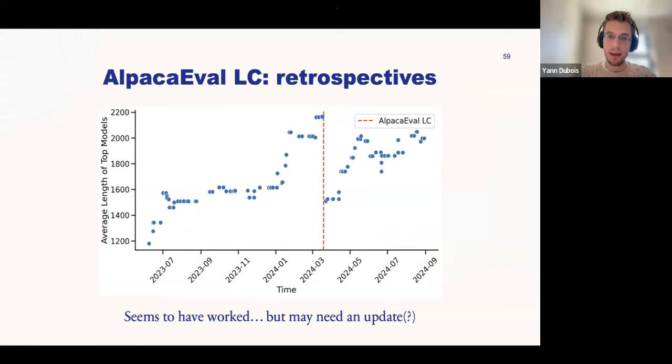So here I'm showing you the same graph as before, but with the additional part of the graph after AlpacaEval length controlled was actually released. We see that just after it was released, the length of the top model really decreased. And now it seems to have been increasing a little bit again. So I would say it seems to have worked, but maybe it needs an update. I don't really know whether these are truly better models or not. So I would have to check again, but it definitely seems to be better than before.